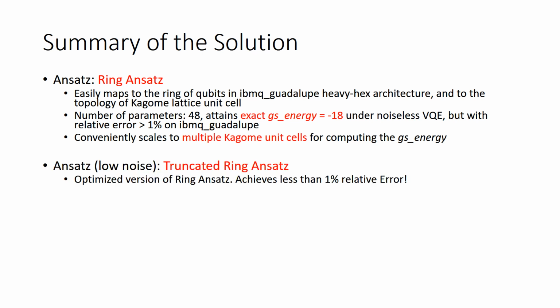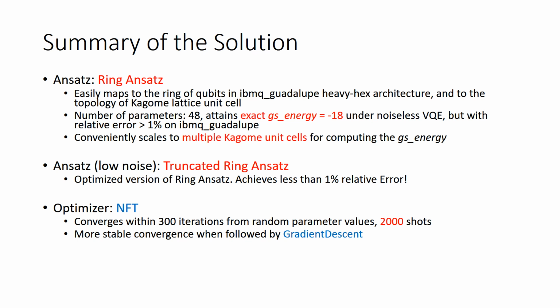An optimized version of ansatz, the truncated ring ansatz. The defining advantage of this ansatz is that it helps attain relative error which is less than 1%, and that will be discussed in the next few slides as well.